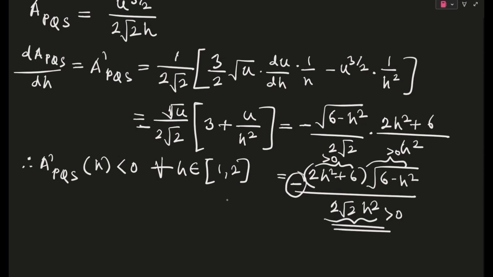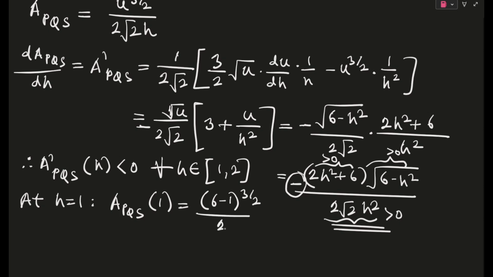Okay, so we have found out the nature, and let's do one thing now: put the values at the extrema. So at h equals to say 1, because it's our lower extrema. At h equals to 1, A PQS of 1, I am denoting it as A PQS as a function of h. So A PQS at 1 will come out to be equal to, I guess, 6 minus 1 power 3 by 2 whole divided by 2 root 2. So this thing comes out to be 5 root 5 by 2 root 2.